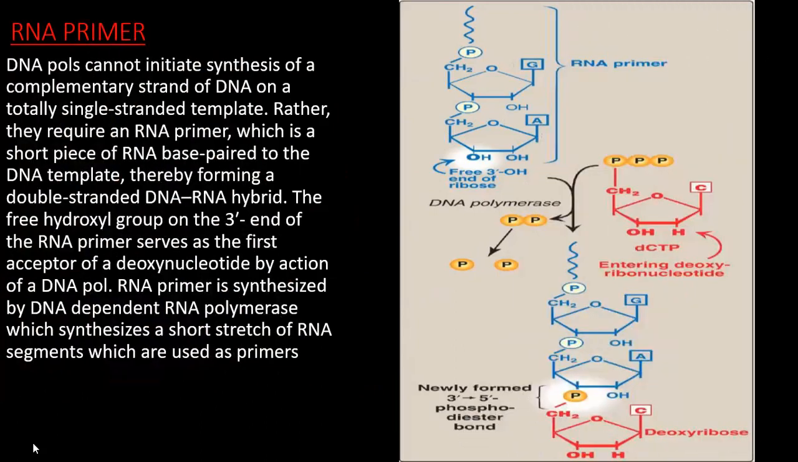Now, DNA polymerase cannot initiate synthesis of a complementary strand of DNA on a totally single-stranded template. It requires a primer, an RNA primer. Remember another enzyme which required a primer was glycogen synthase, can you remember? And the primer was being created by the glycogenin, which had a tyrosine at position 194. Can you remember that? Please go and look at that.